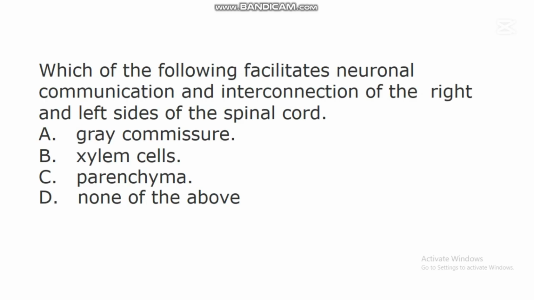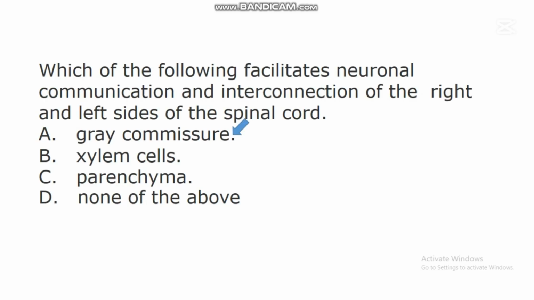The next question says, which of the following facilitates neuronal communication and interconnection of the right and left sides of the spinal cord? A. Gray commissure. B. Xylem cells. C. Parenchyma. D. None of the above. In this question, the correct answer is A.